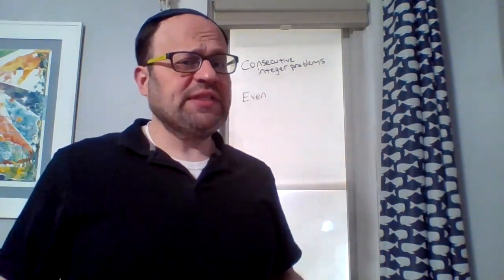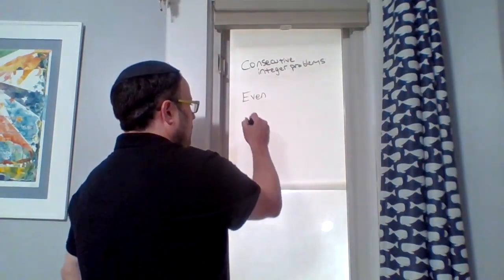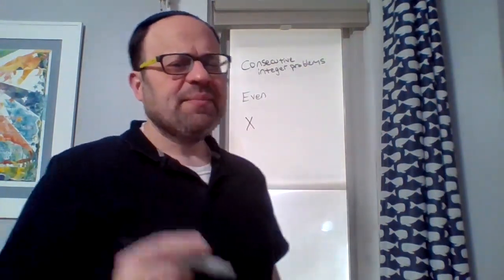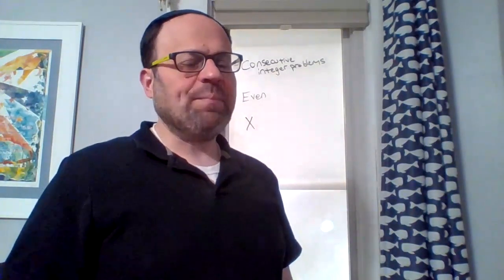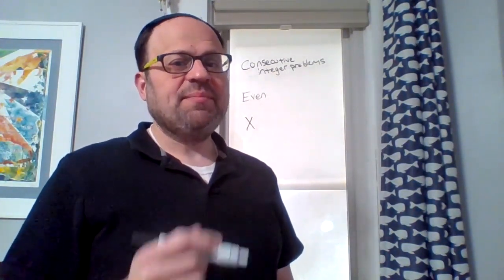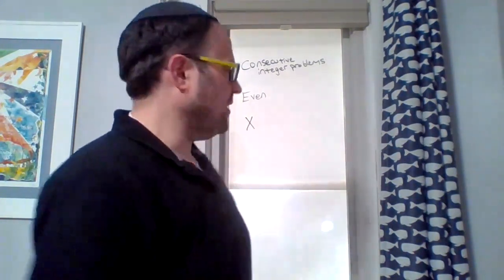Well, we start off the same. There's some integer that we don't yet know. So we're going to call it x. But is the next integer going to be x plus 1? Nope. Why? Because even numbers jump by 2's, right? Consecutive would be adding 1.